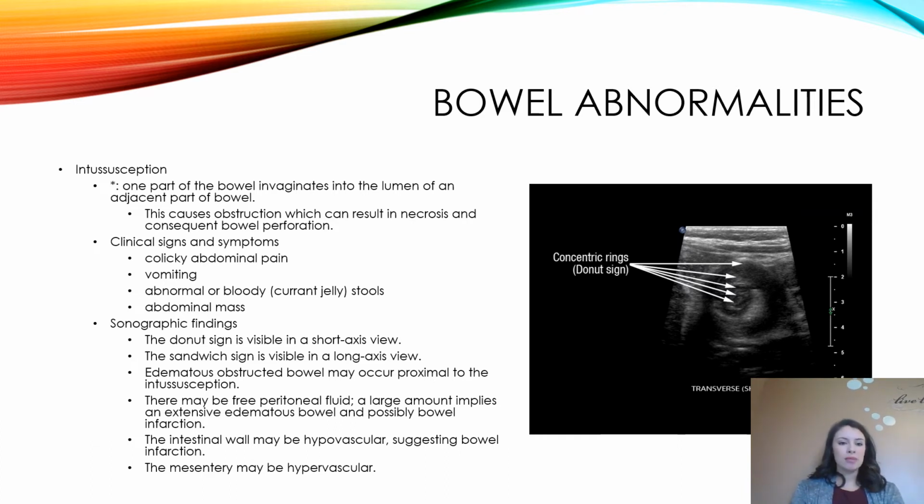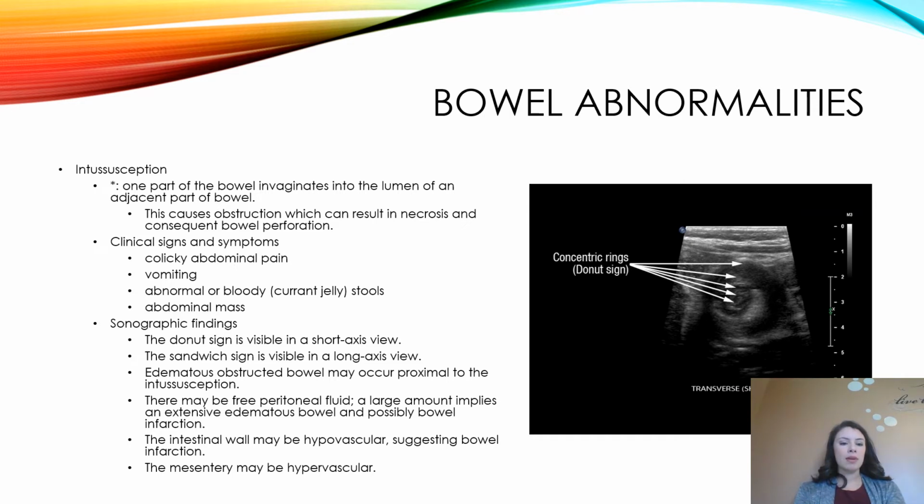Some signs and symptoms are colicky abdominal pain, vomiting, abnormal or bloody currant jelly stools, or an abdominal mass. The sonographic finding is the donut sign, and this is visible in the short axis or transverse view. The sandwich sign is visible in the long axis view.